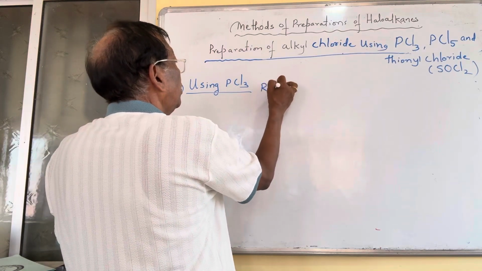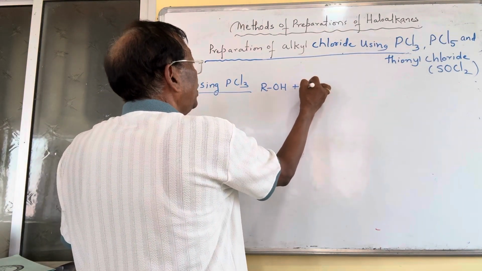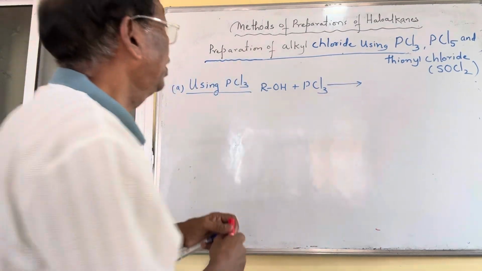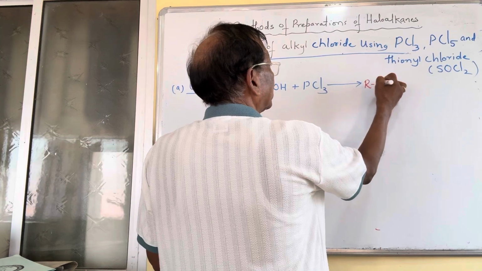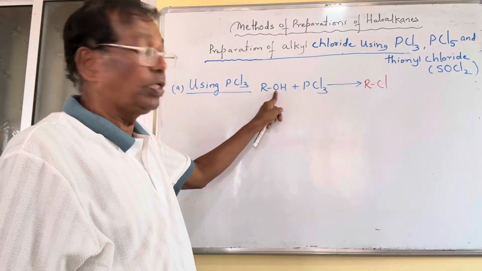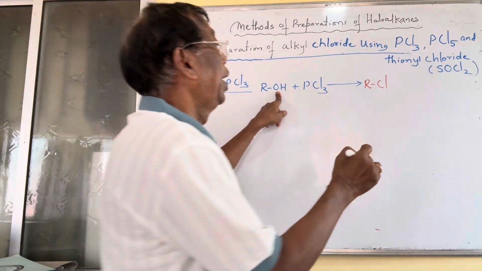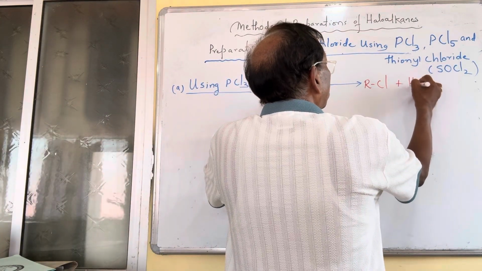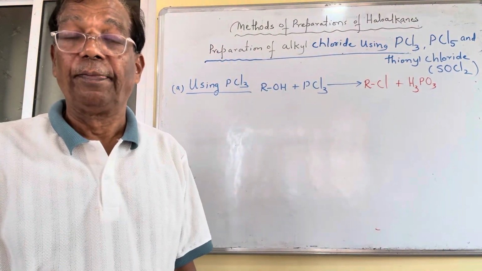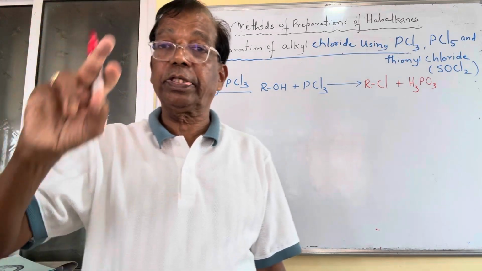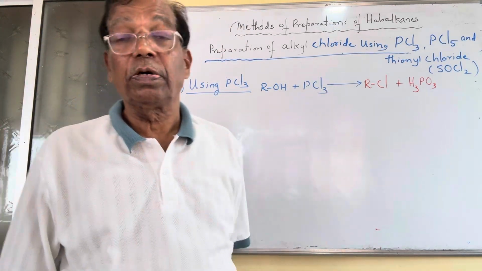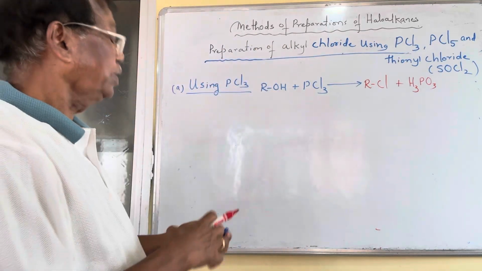So ROH, general equation I am writing, PCl3. What you'll get here will be RCl. First compound that you get will be alkyl chloride because here there is chlorine. Now remaining P and OH, that together will react and form H3PO3. Now this is called phosphorus acid. Now don't forget, H3PO4 is called phosphoric acid and H3PO3 is called phosphorus acid. Now balance the reaction here.